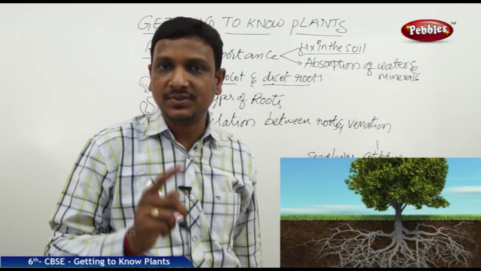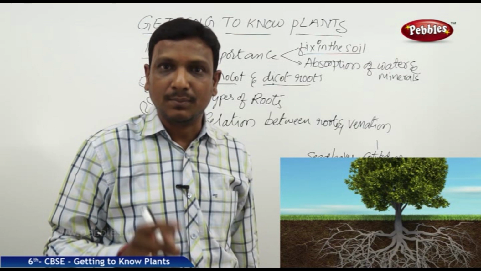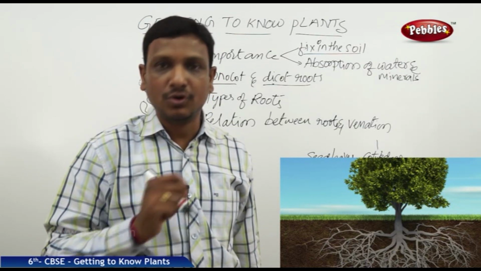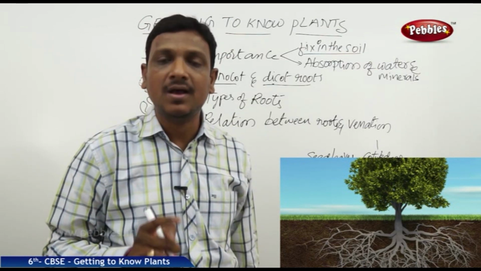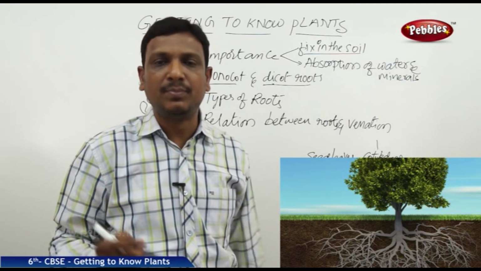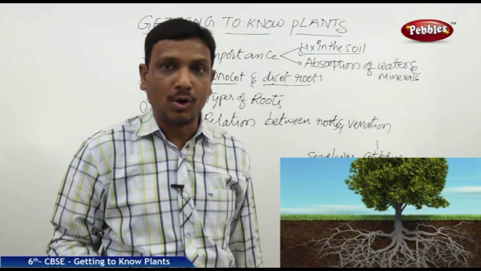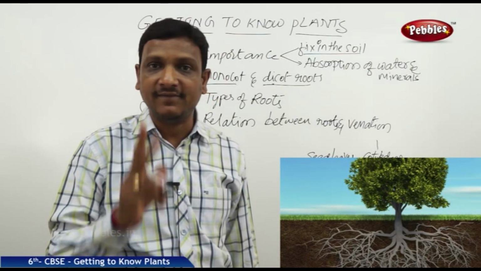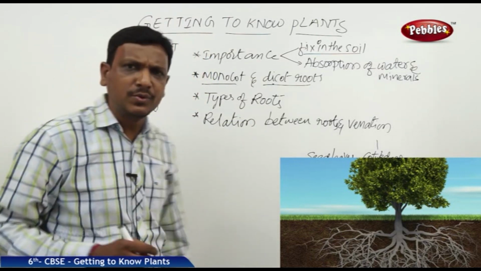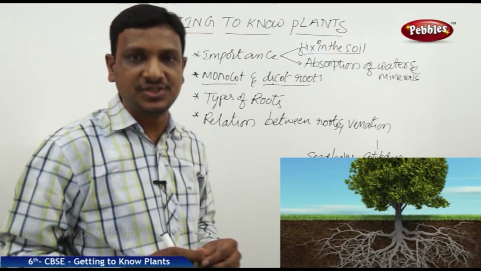So what are the examples of monocotyledons? Rice, wheat, barley, maize, jowar, all these are monocots. That means all the cereals are monocots. What are the examples of dicots? Gram, pulses, green gram, black gram, Bengal gram, all these are dicots because they have two cotyledons in their seed. So why are we talking about all this when discussing the root? There is a relation.